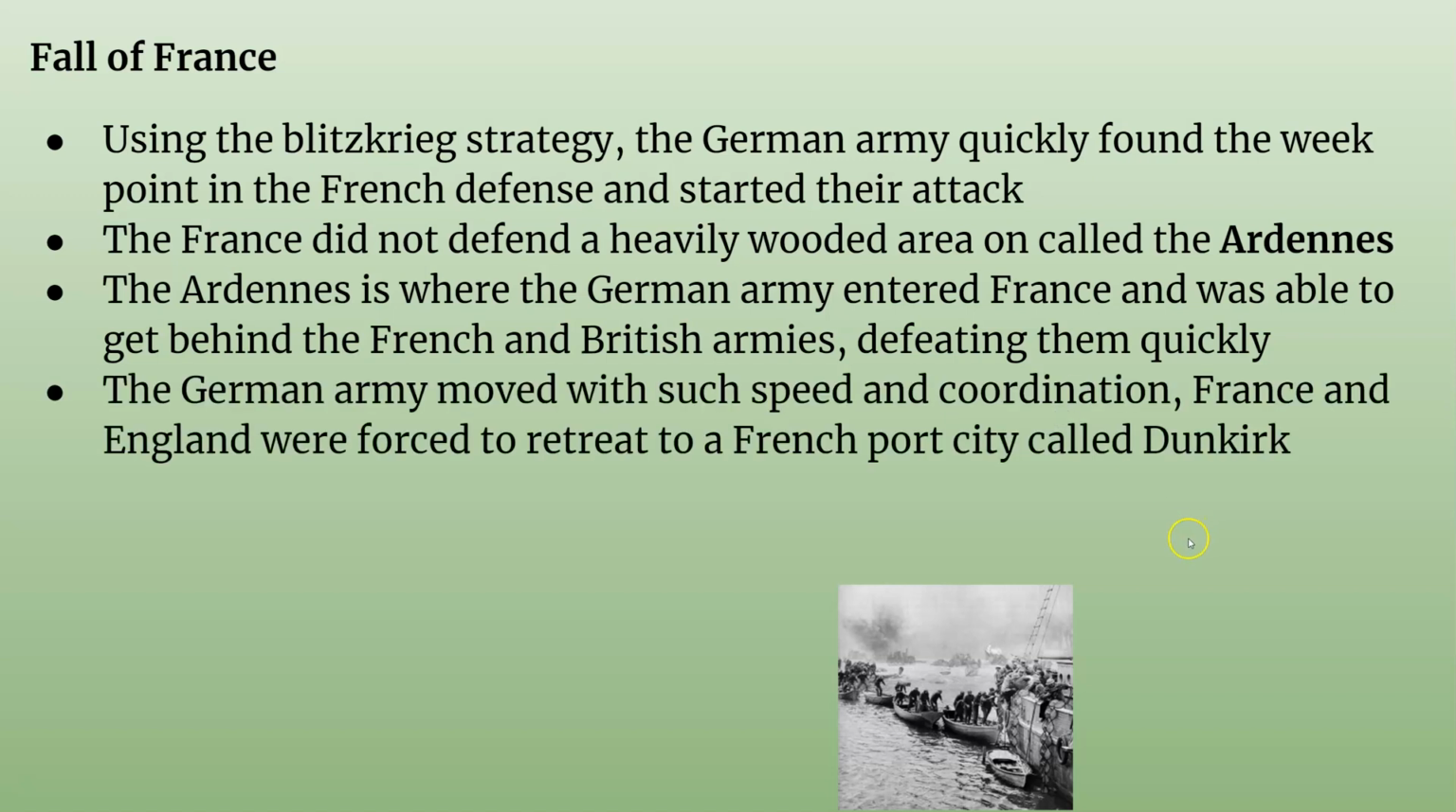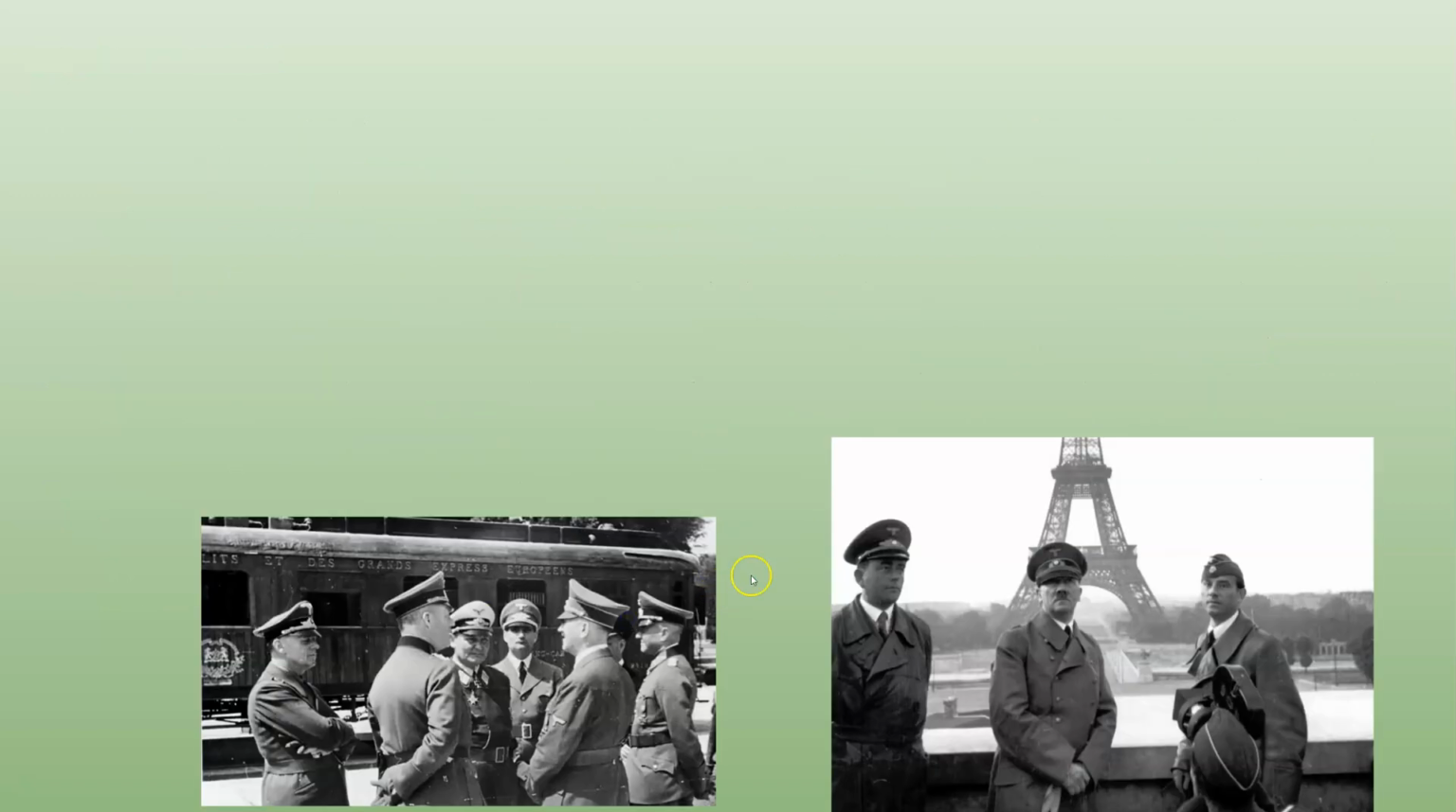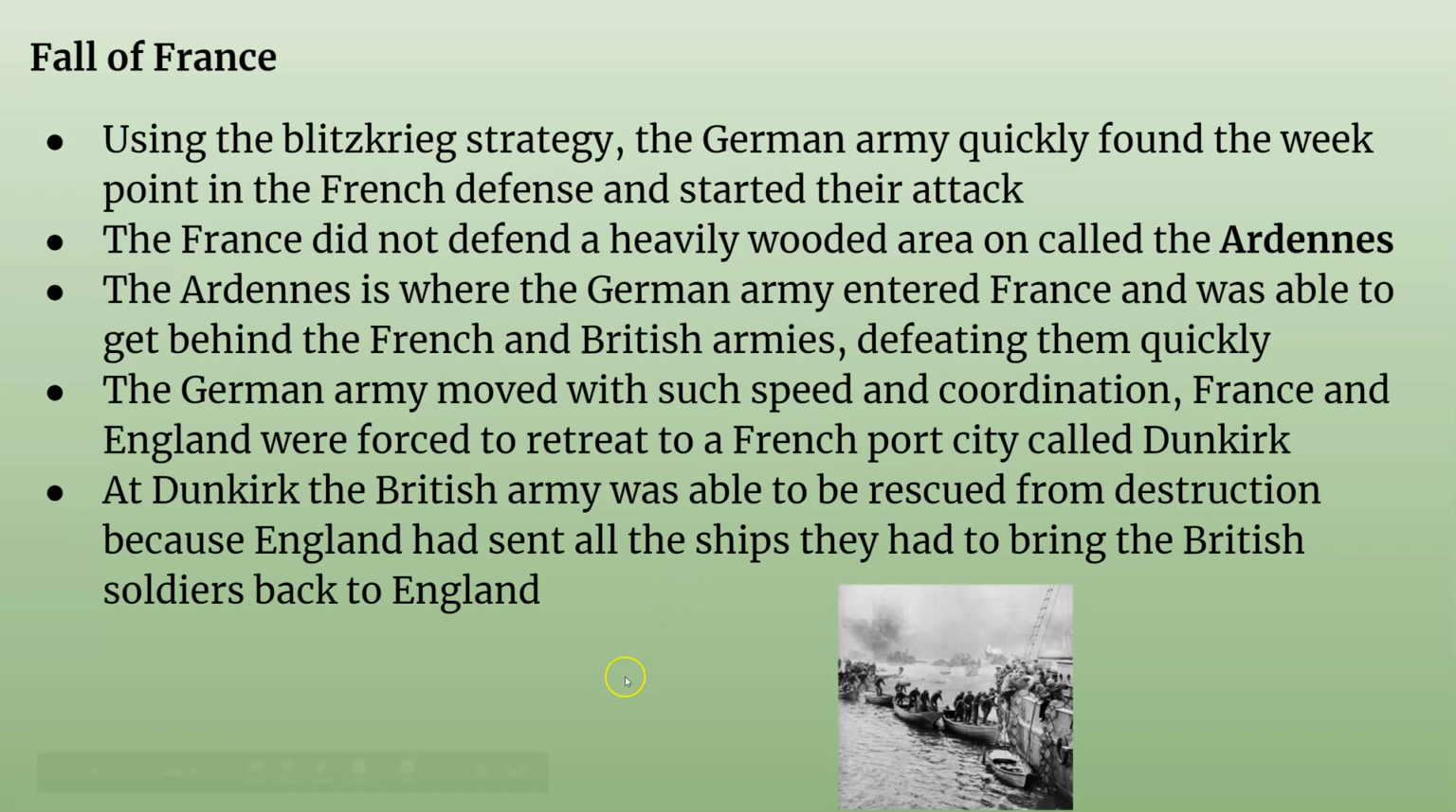They were able to swiftly get into French territory and flank the British and French armies. Because of the speed and coordination of the Germans, France and England were forced to retreat to the port city called Dunkirk. And at Dunkirk, the British army was able to be rescued from destruction, because England had sent all these ships over, including merchant ships, to bring these soldiers back to England. There's actually a movie called Dunkirk about this.